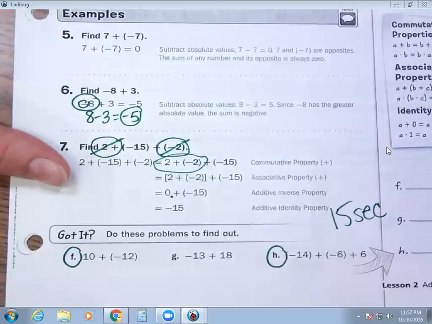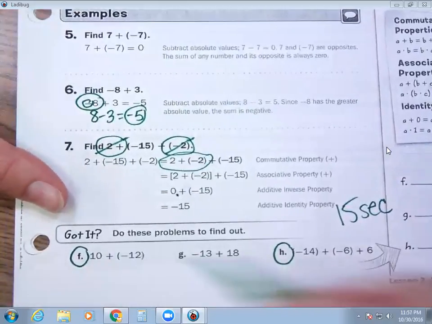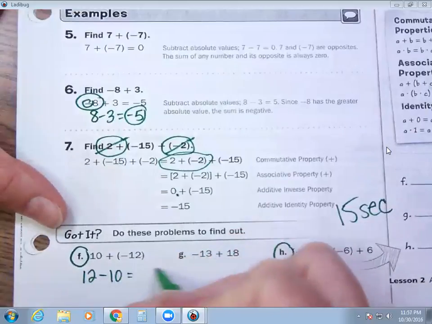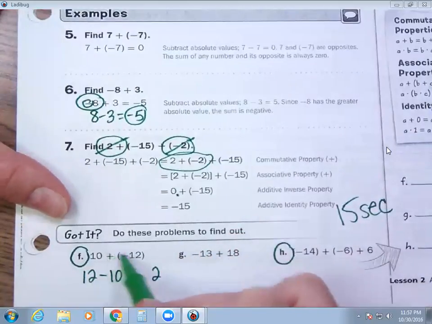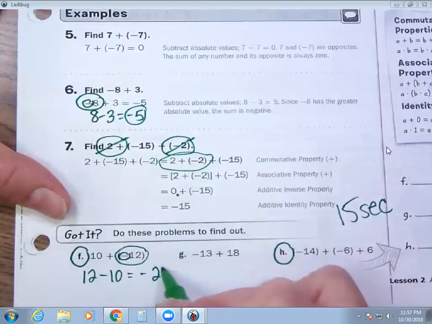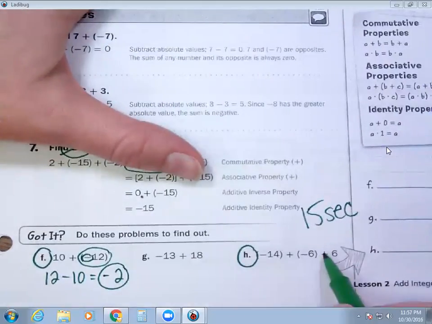All right, let's see how you did. My rule says I subtract them if the signs are different. So 12 minus 10, that gives me 2. But if I have to figure out the sign, I have to look up here. 12 is definitely the largest absolute value, so my sign's going to be negative. That's the winner.